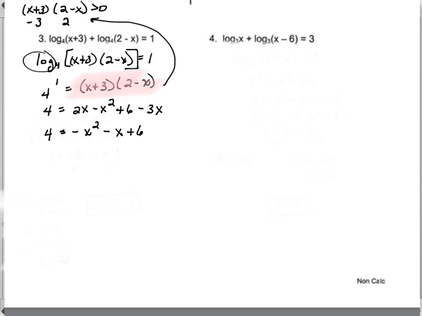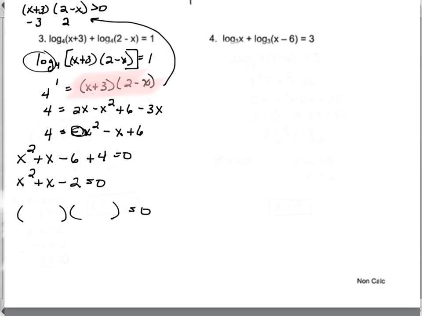Okay. So I don't want a negative here. I want to move it all over. So I'm going to say x squared plus x minus 6. That's moving everything to the left. And then I'm going to still have my plus 4, and that equals 0. So x squared plus x minus 2 equals 0. Then I need to try to factor. Okay, so that leaves me with x plus 2 and minus 1 if you're going to factor it. So my solutions are negative 2 and 1.